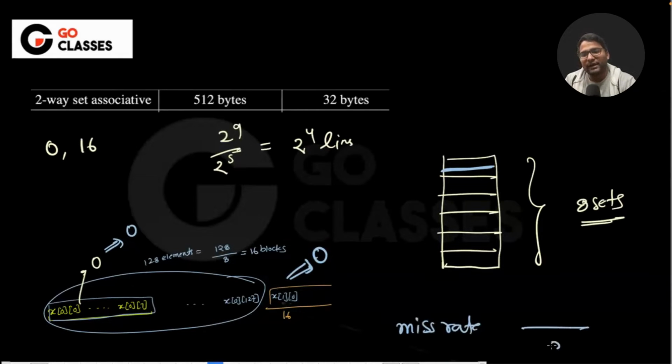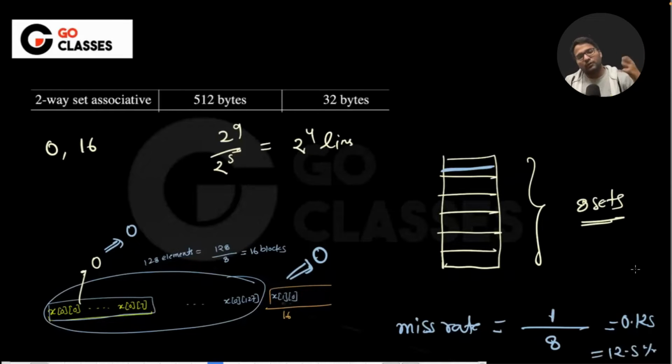For every 8 elements, how many misses do you have? For every 8 elements, you have just one miss. So that's why 1 by 8 is the answer, which is 0.125, and in terms of percentage, it is 12.5%. Okay.